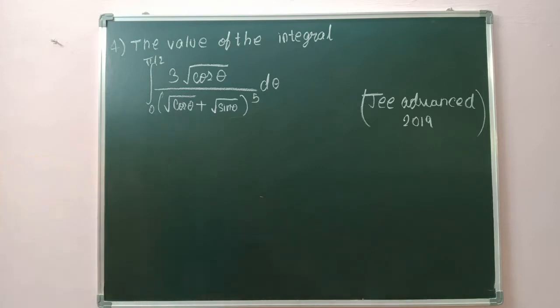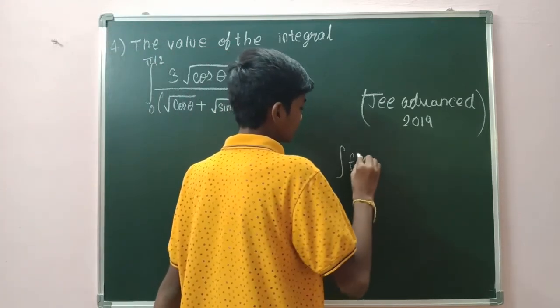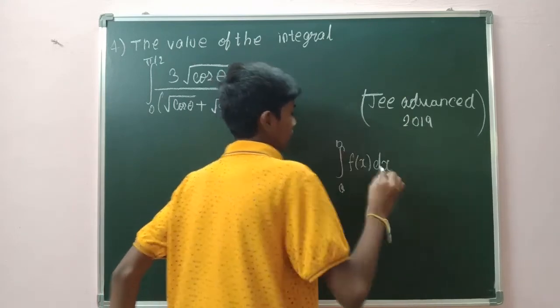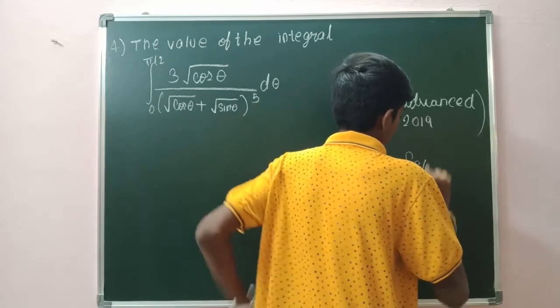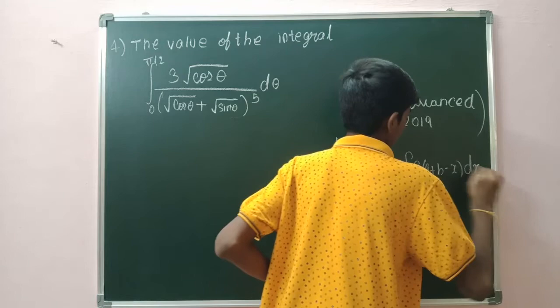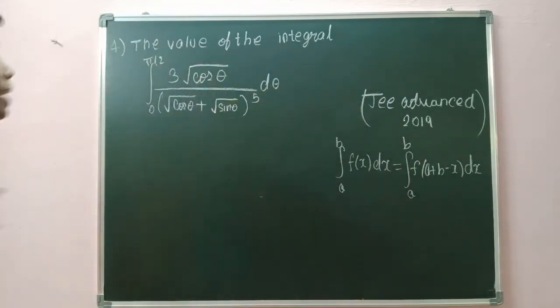So how to solve this question is, for this integral I am going to use your famous King's rule. What your King's rule says is, integral of f of x dx from a to b can be written as integral of f of a plus b minus x dx from a to b. This is what your King's rule says, right? And that is something I'm going to apply in this integral.